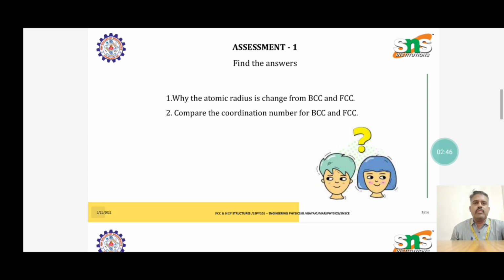The assignment to find the answer will give some idea about BCC and FCC. One is why the atomic radius changes from BCC to FCC, and another one is to compare the coordination number for BCC and FCC.